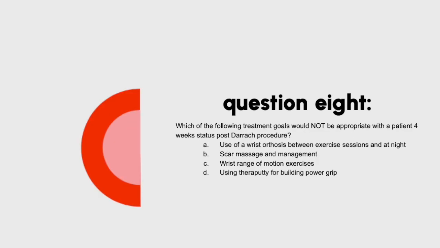Question 8. Which of the following treatment goals would not be appropriate with a patient 4 weeks status post Darrach procedure? A. Use of a wrist orthosis between exercise sessions and at night. B. Scar massage and management. C. Wrist range of motion exercises. D. Using TheraPutty for building power grip.